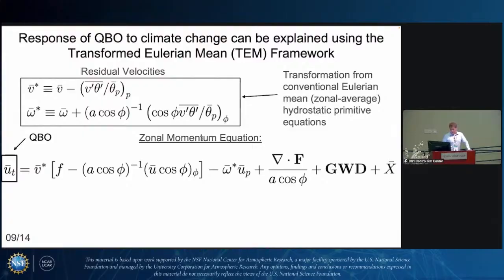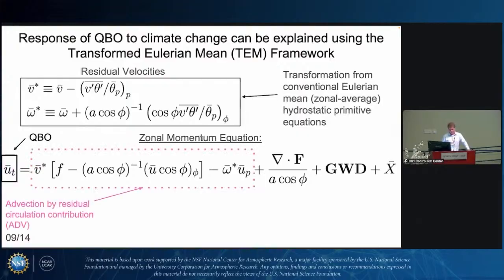And so in this formulation, we have a TEM zonal momentum equation. On the left here is the time tendency of the zonal wind, which we use as a proxy for the QBO. And then, of course, on the right, we have various different driving terms. The first of which is due to advection by the residual circulation. So this is, for example, how the Brewer-Dobson circulation would influence the QBO.